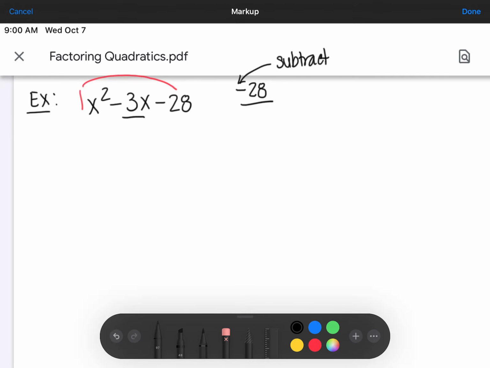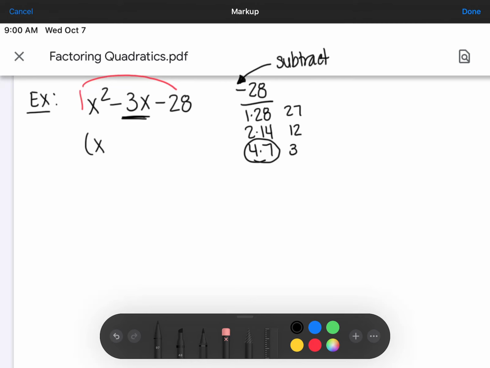Okay, and I worry about my signs later. Some people try to fiddle around with their signs. I don't fiddle with my signs until the end. All right, so 1 and 28, I'm listing my factors. 2 and 14, 4 and 7, and I believe that's all the factors of 28. So now I am looking for a 3, but I have to subtract. So when I subtract, I get 27, 12, and 3. Ding, ding, ding. 4 and 7 are my answers because when I subtract those, I get a 3.